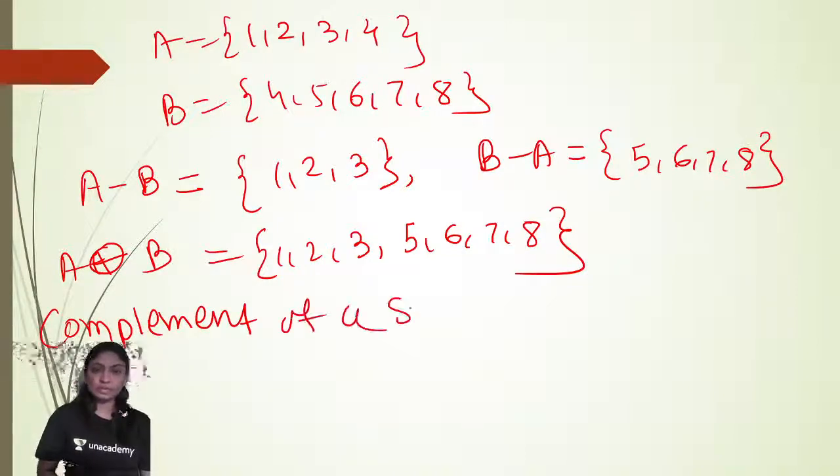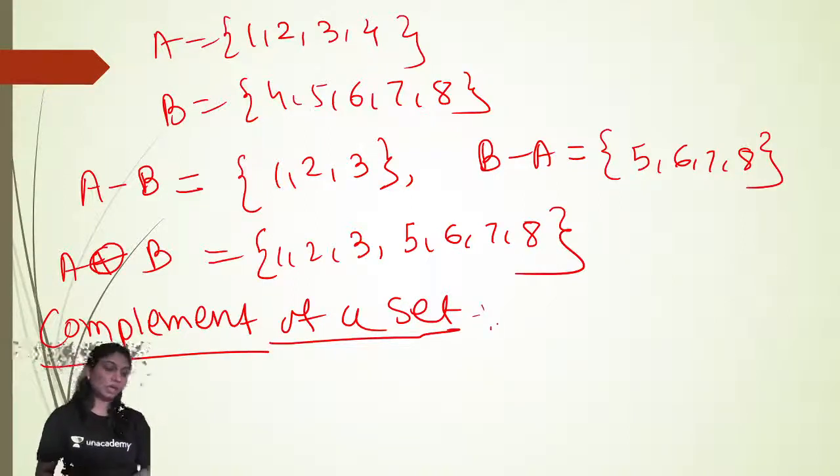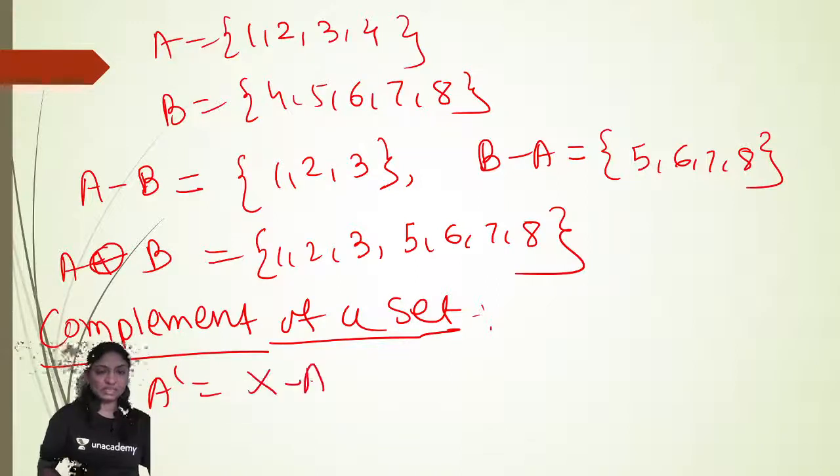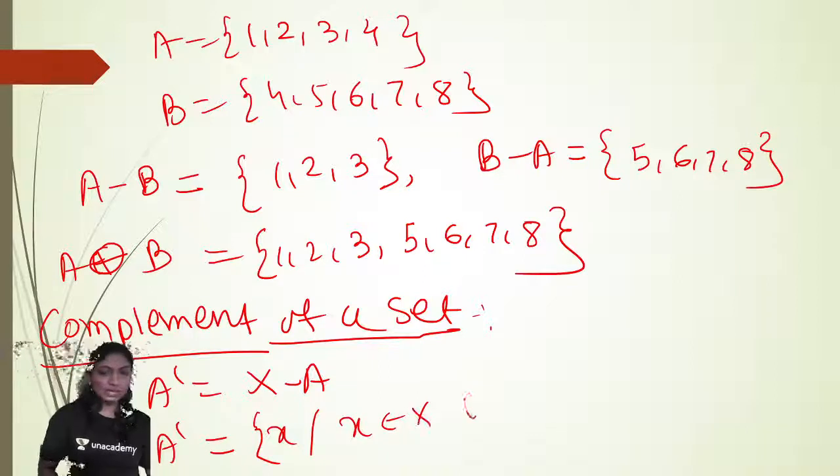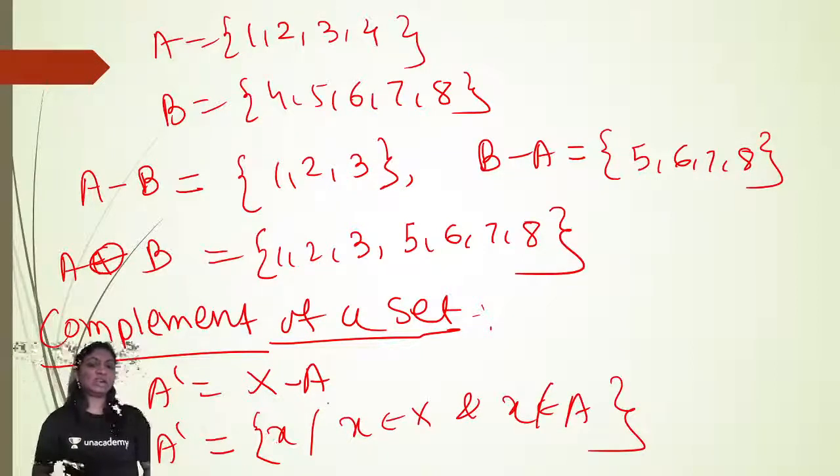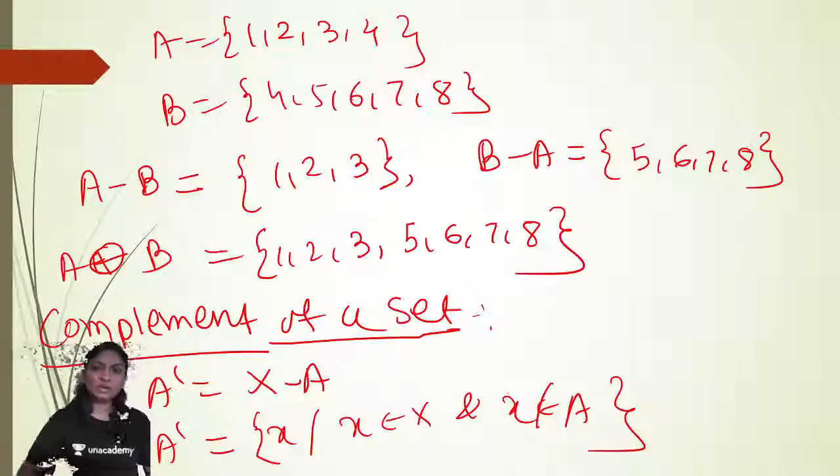Complement of a set. Okay, so a complement is generally denoted by X minus A, where X is your universal set. Or either we can write A complement is equal to {x such that x belongs to X and x does not belong to A}, right? So how can we denote it using a Venn diagram?